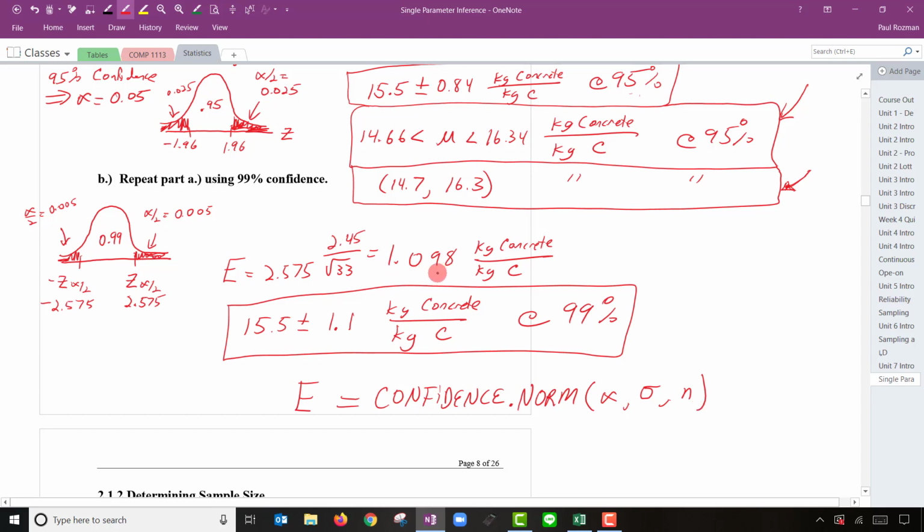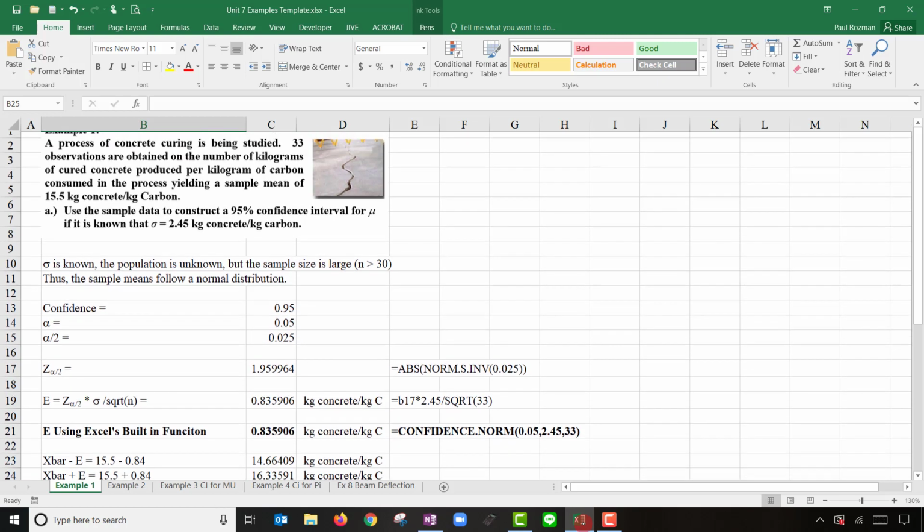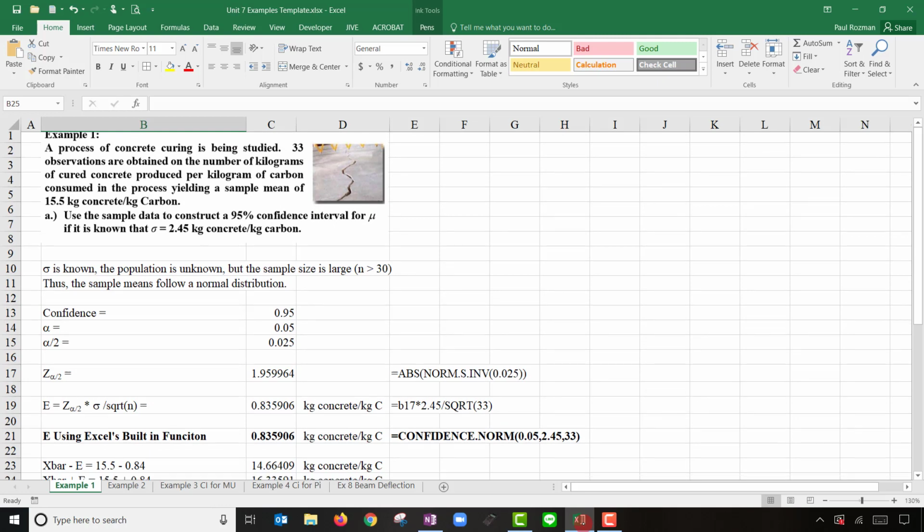You don't have to go through the trouble of calculating critical values. You just tell it alpha, sigma, and n. I have a worksheet already open here, I believe. It's our same example. So I basically did the example that we just did using Excel, and I'll post this for you guys in case you ever want to solve your questions using Excel instead.